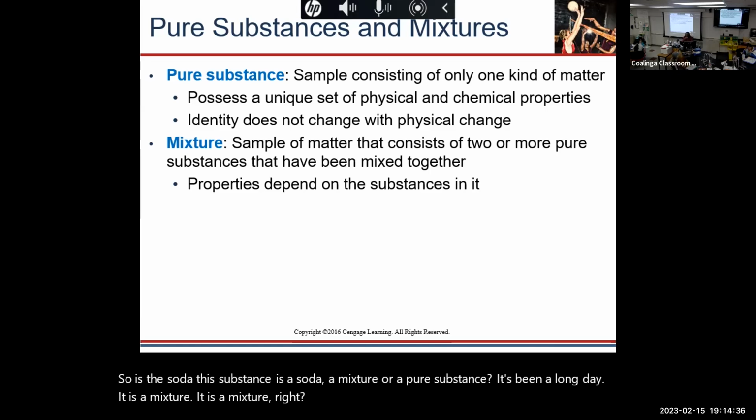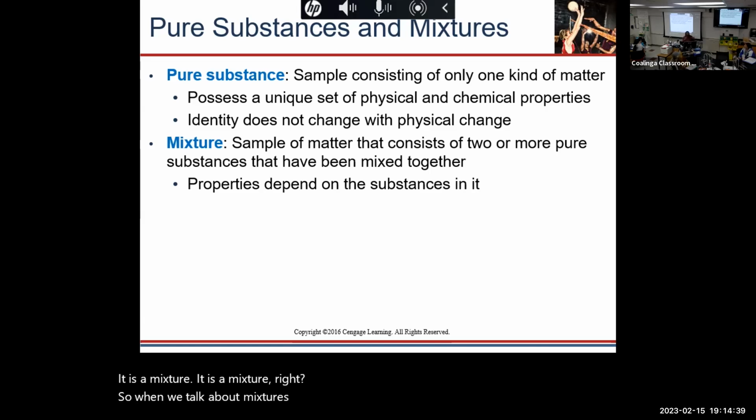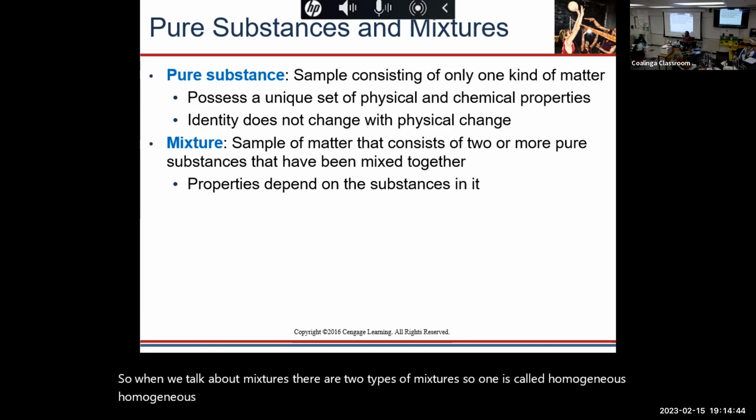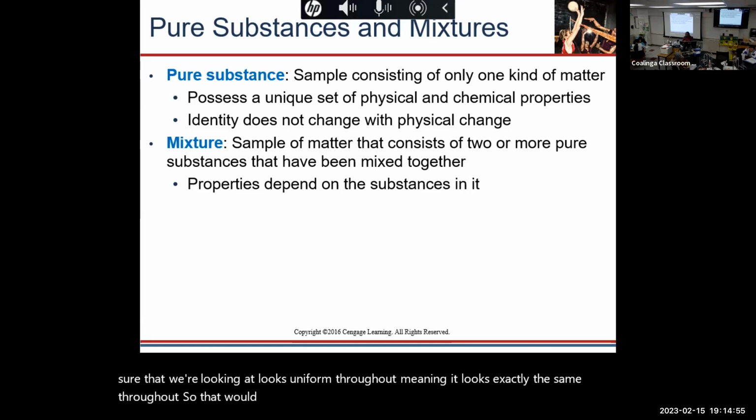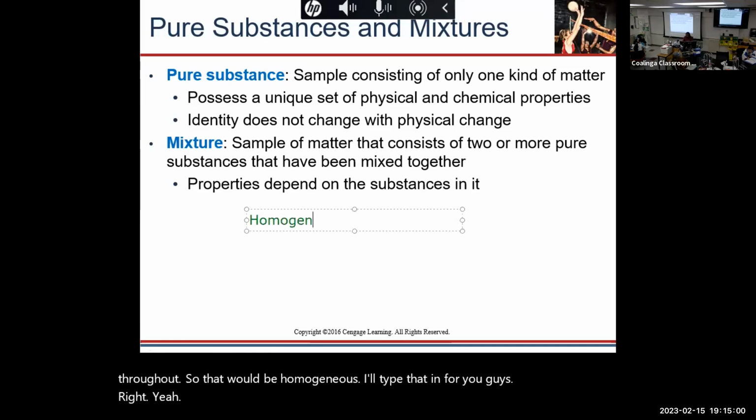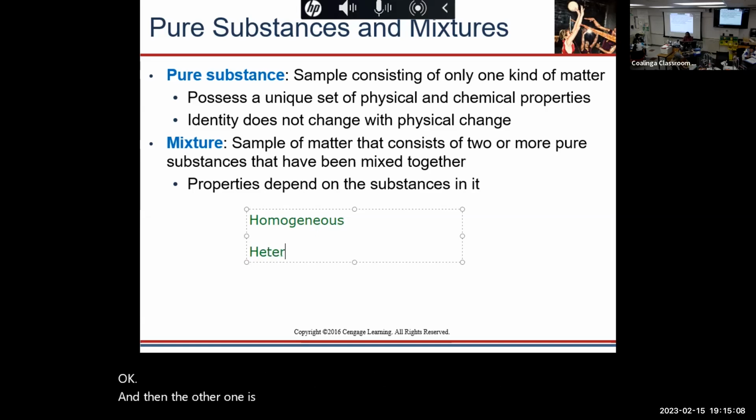Okay. So when we talk about mixtures, there are two types of mixtures. One is called homogeneous. Homogeneous basically means that the mixture we're looking at looks uniform throughout, meaning it looks exactly the same throughout. I'll type that in for you guys. And then the other one is heterogeneous. That basically means that your mixture doesn't look the same.